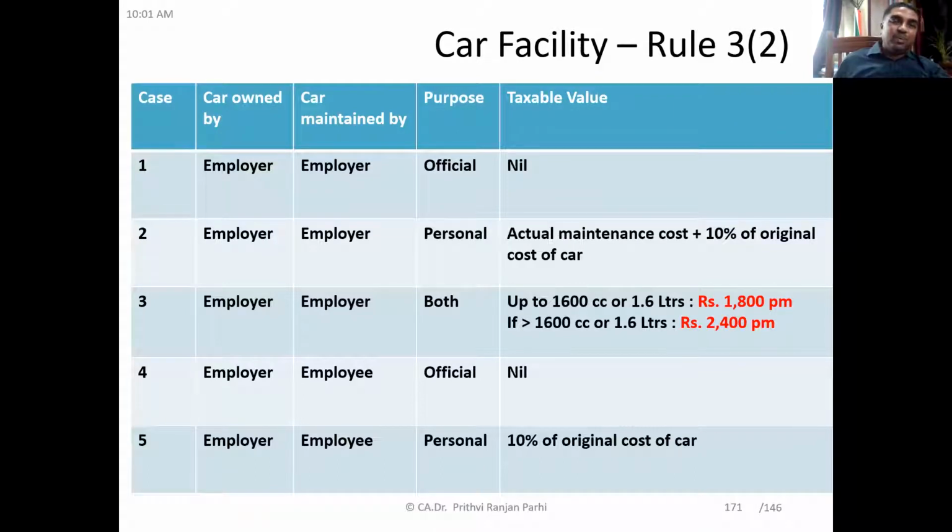Second is who is owning the car. Is it employer or employee? Next column is who is maintaining the car. Next, what is the purpose? Finally, we'll say what is the taxable value.